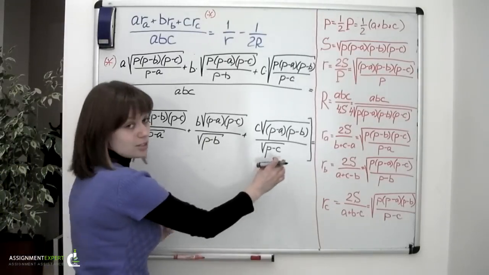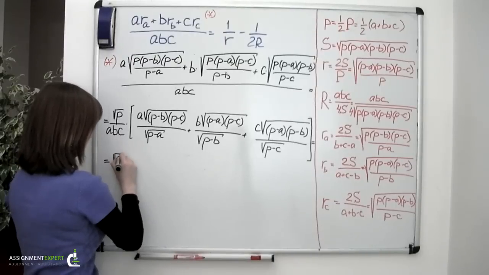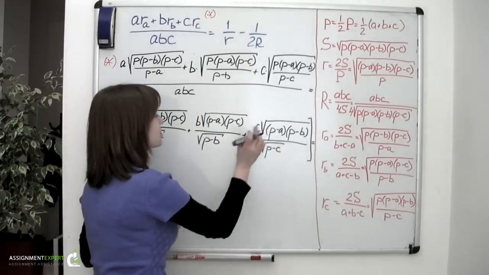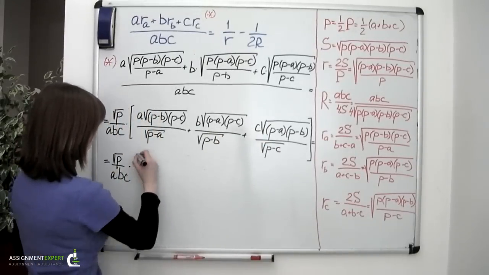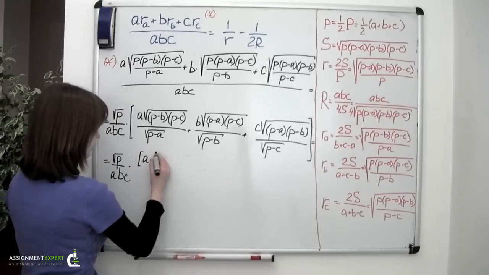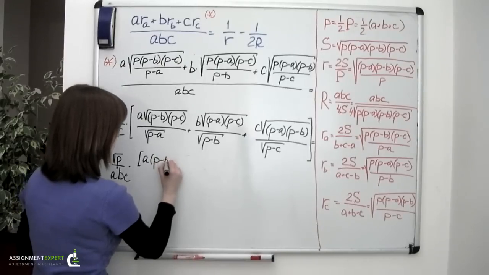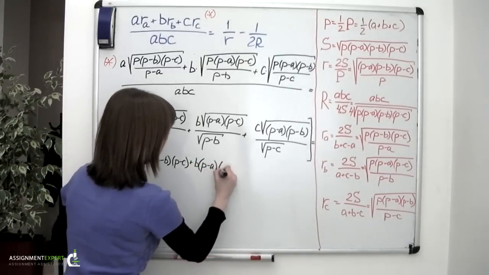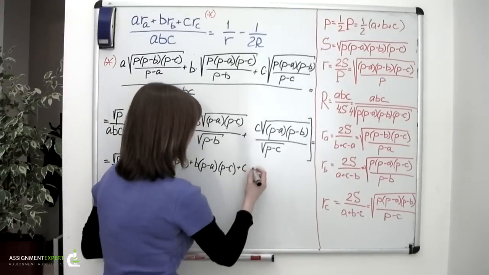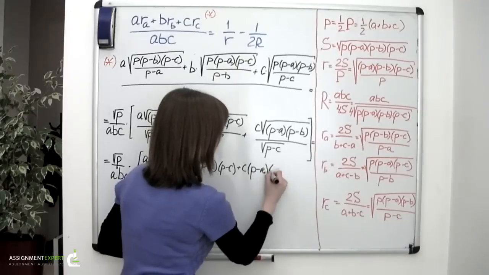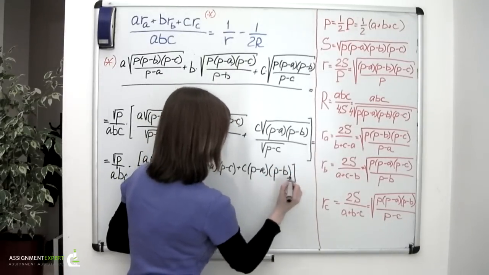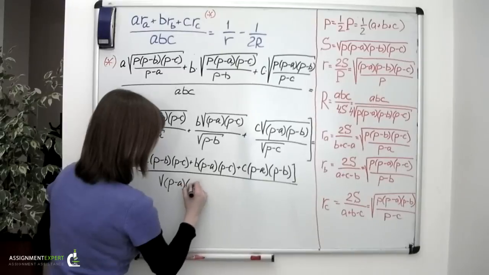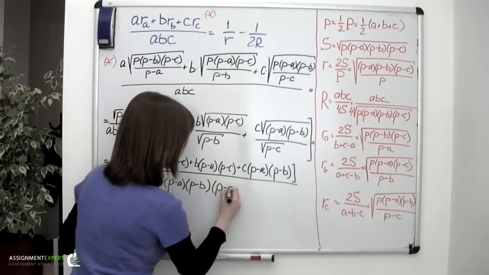Let's now reduce these three fractions to the common denominator. Obviously, we'll get rid of the square root in the numerator right here. So we'll have a times (p minus b) times (p minus c), plus b times (p minus a) times (p minus c), plus c times (p minus a) times (p minus b). And this whole thing is divided by the large square root of (p minus a) times (p minus b) times (p minus c).